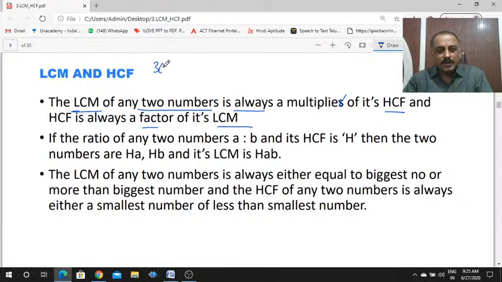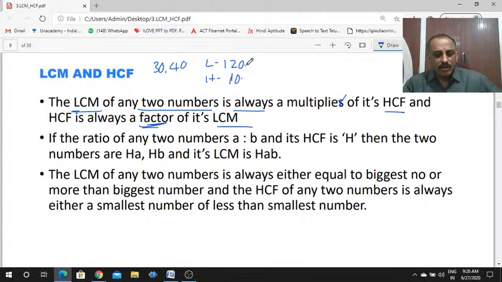For example, take 30 and 40. What is the LCM of 30 and 40? Its LCM is 120. Its HCF is 10. So the LCM is always a multiple of the HCF: 120 is a multiple of 10. And the HCF is always a factor of the LCM: 10 is one of the factors of 120. Please note down each and every point.